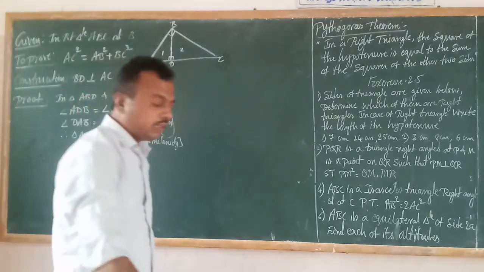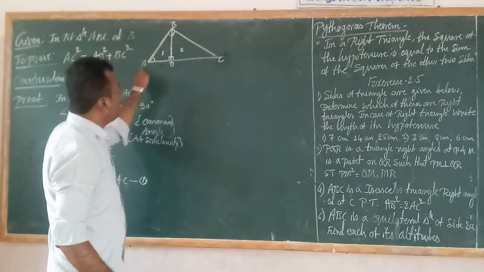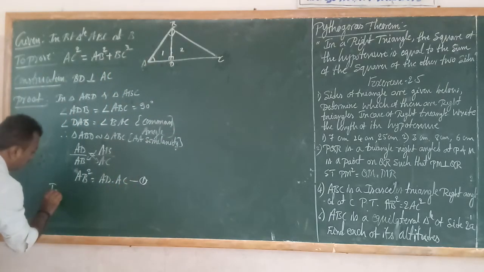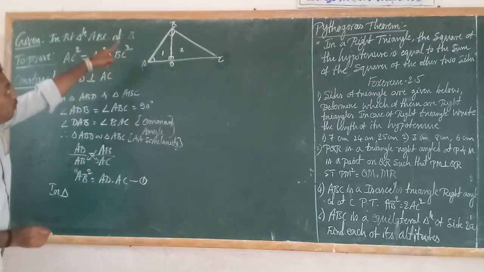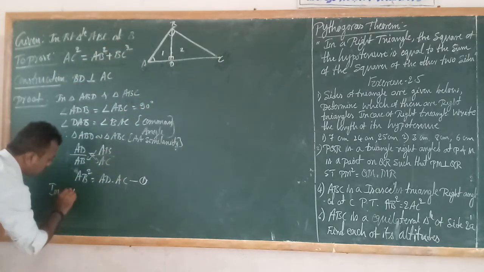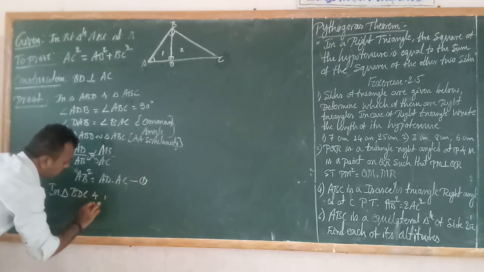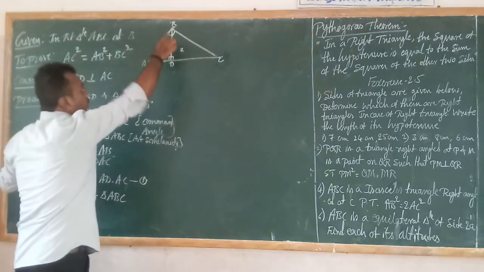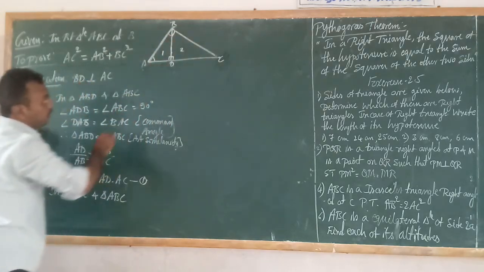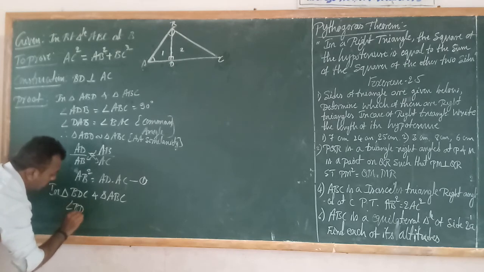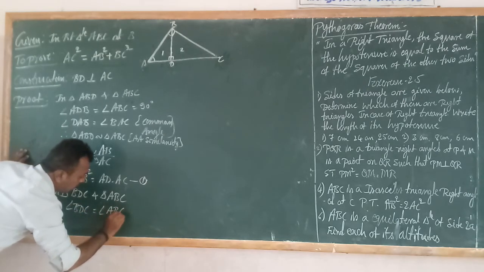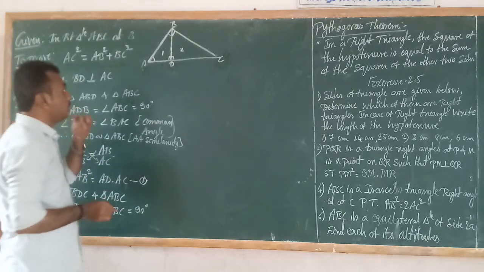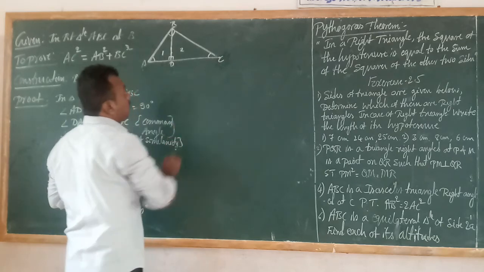Next, like that, the second triangle and the whole triangle we should consider. What is the second triangle? BDC and triangle ABC. In that, angle BDC and angle ABC are 90 degrees. Therefore, angle BDC is equal to angle ABC, equal to 90 degrees. So one angle you got. If you get another angle equal, then the two triangles are similar. Angle C is common.